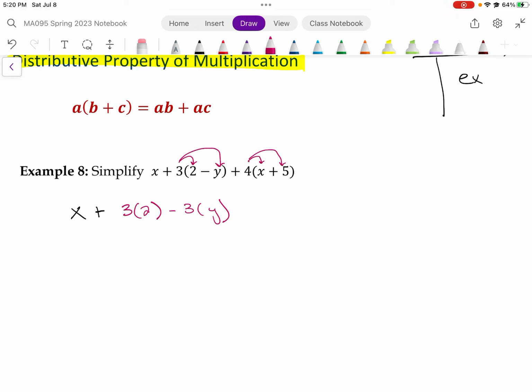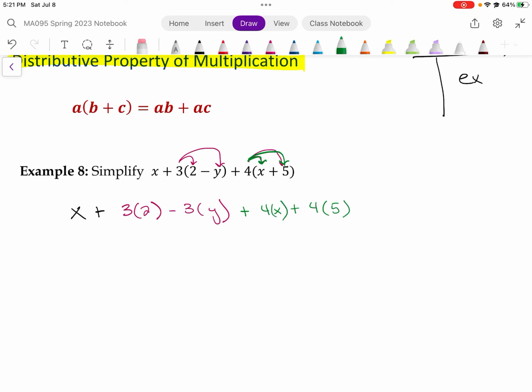It doesn't matter. And then the next one, and I'll do this in a different color so you can tell the difference. So let's make this one green. And so I'm going to say plus 4x plus 4 times 5. I'll put the x in parentheses too.